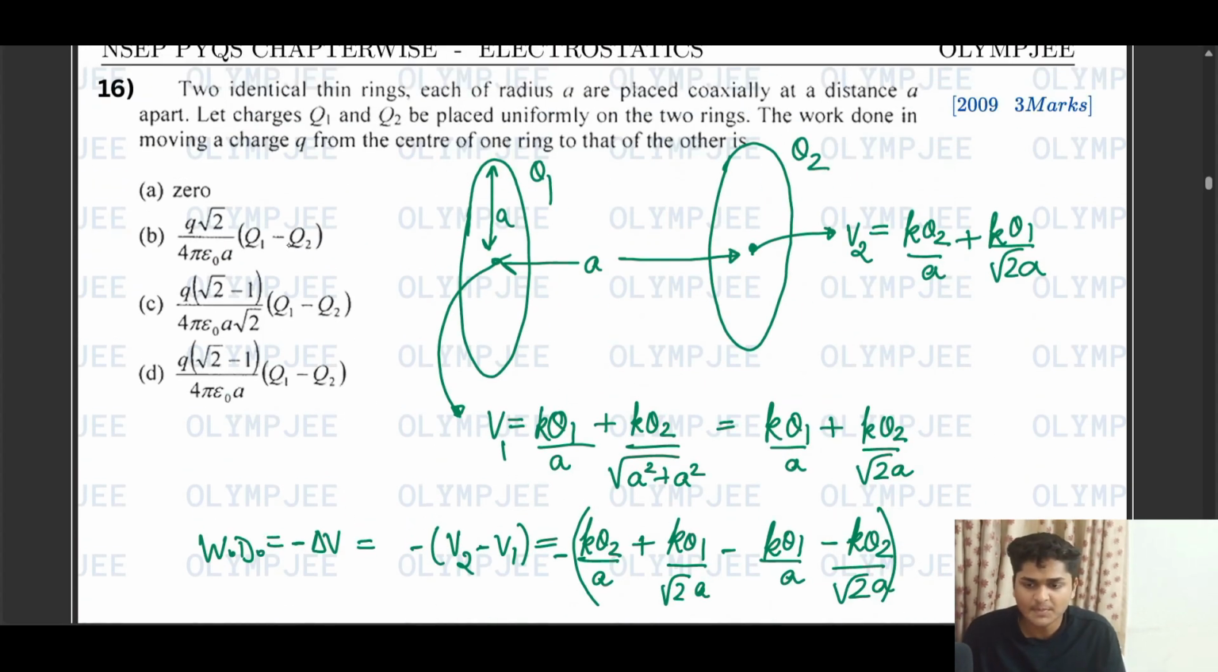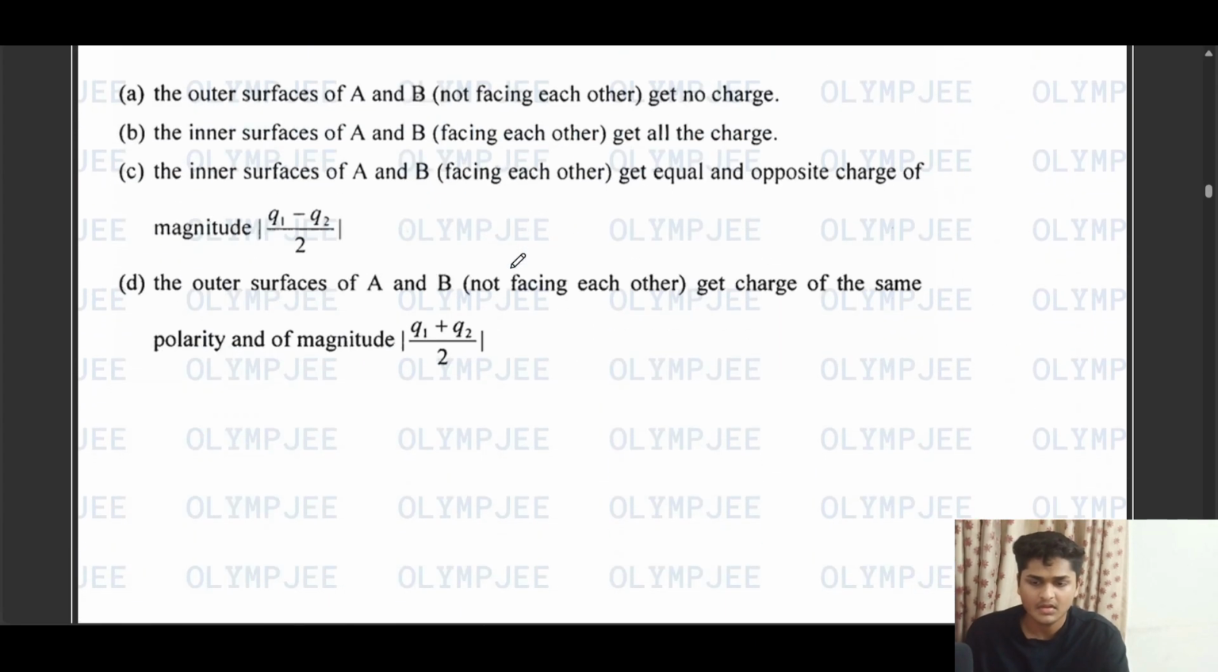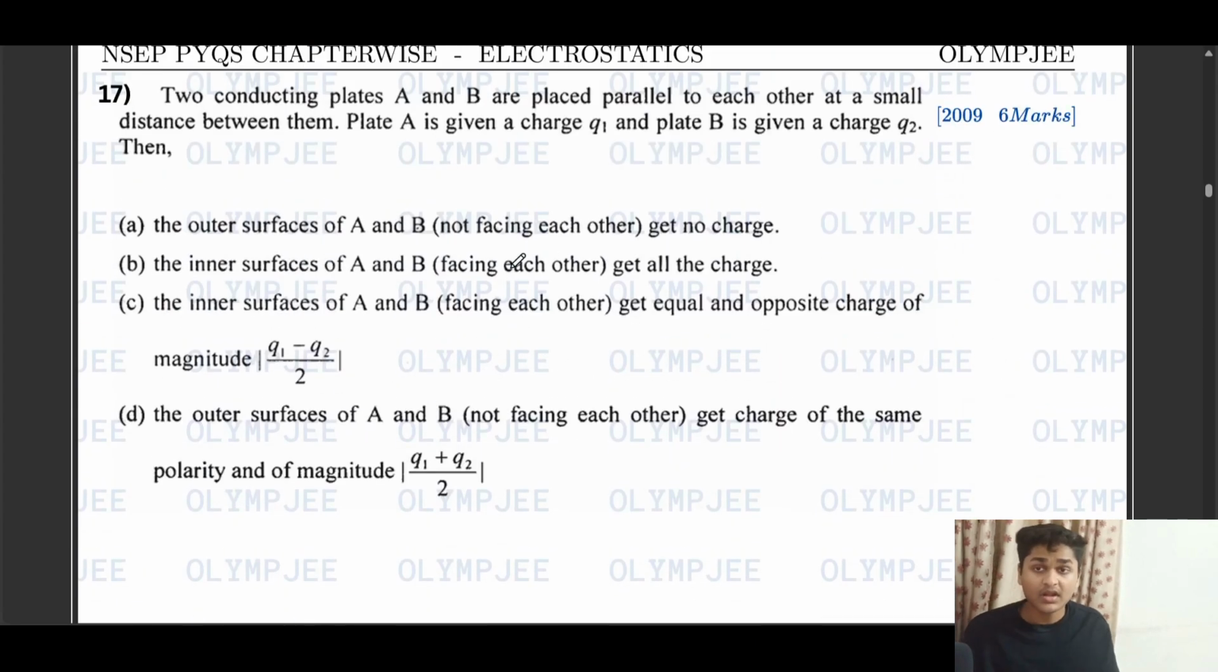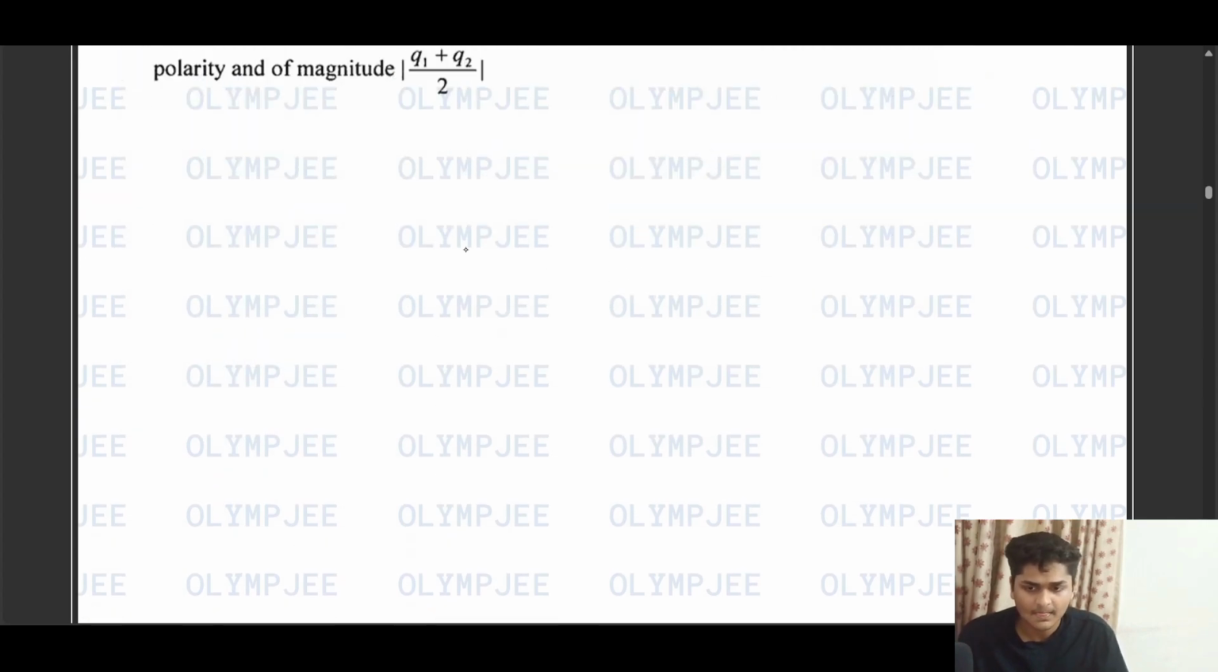So this is given by option C. So question 16 has option C as answer. Question 17 says two conducting plates A and B are placed parallel to each other at a small distance between them. Plate A is given charge Q1 and plate B is given charge Q2.